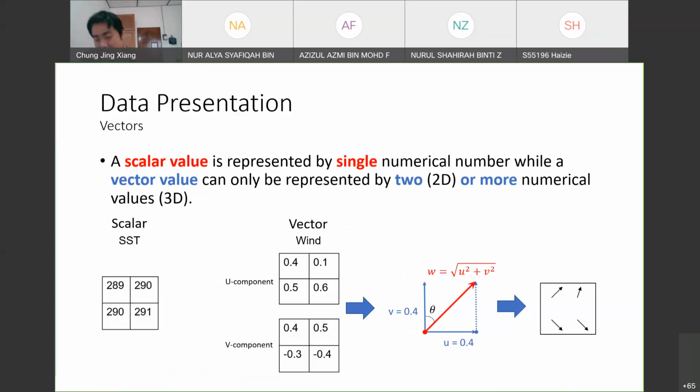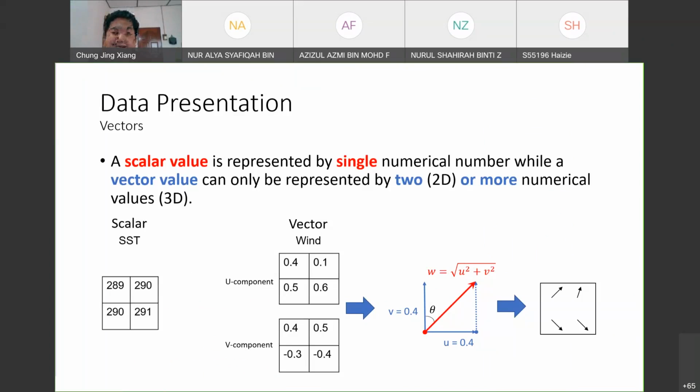All right, let's talk about vectors. So probably you are already familiar with these vectors. So remember, a scalar value is represented by a singular numerical value. Example, SST. So 289 means 289. 290 means 290 for SST.